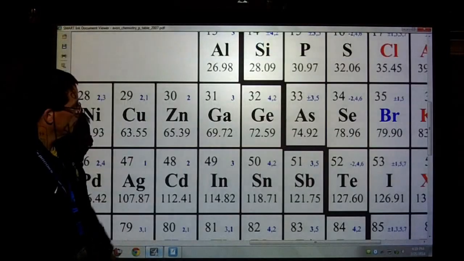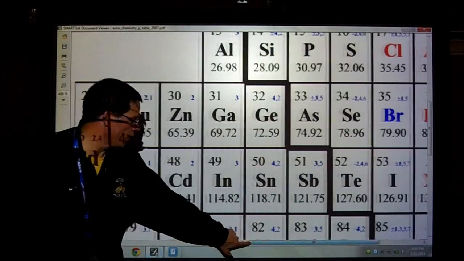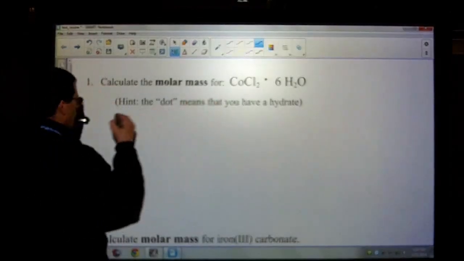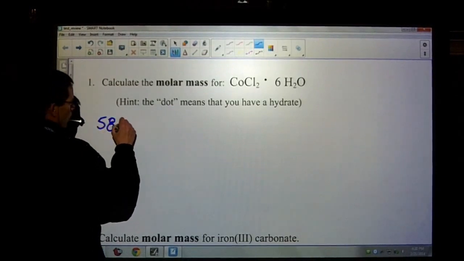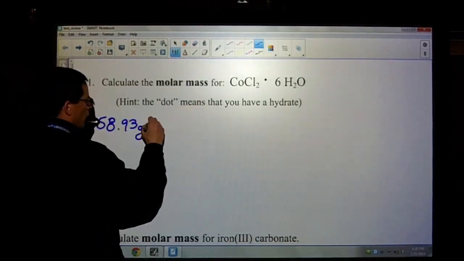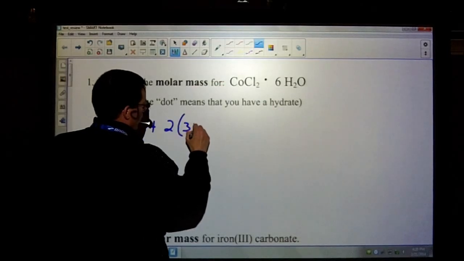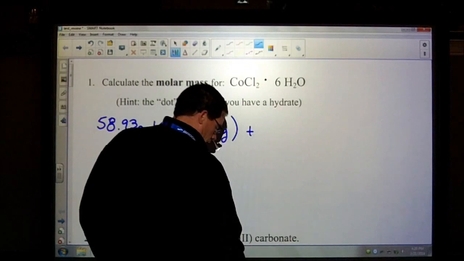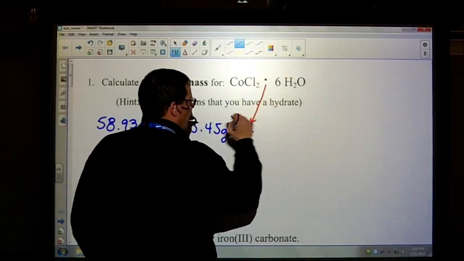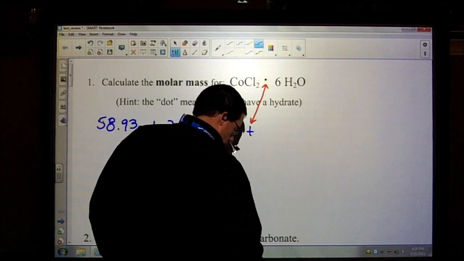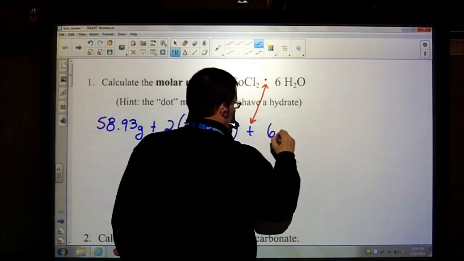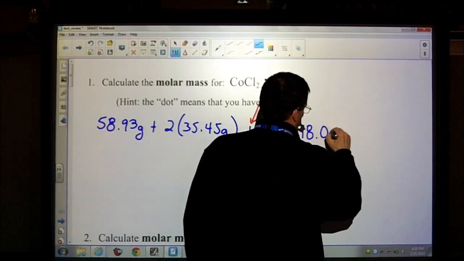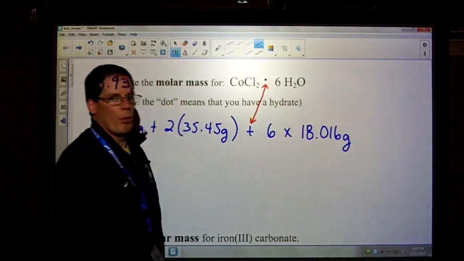So let's take a look at the values for cobalt. And cobalt's over here. So cobalt 58.93. So we have 58.93 grams for cobalt. We have two chlorines, which is 35.45 grams, plus, that's what this is right here, plus, we're actually going back. Now here's where we get to multiply it. 6 times the mass of water, which I'm sure you've worked with numerous times, is 18.016 grams.